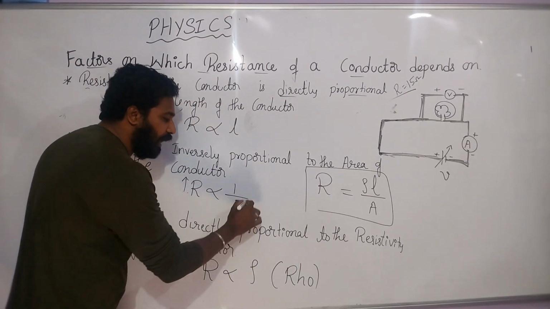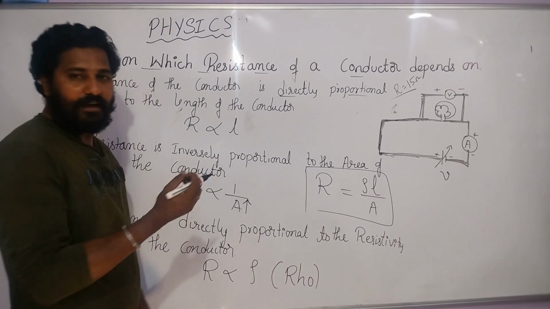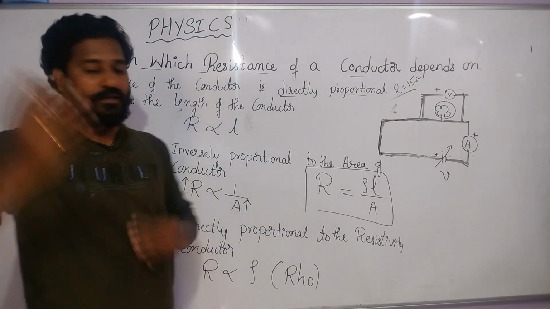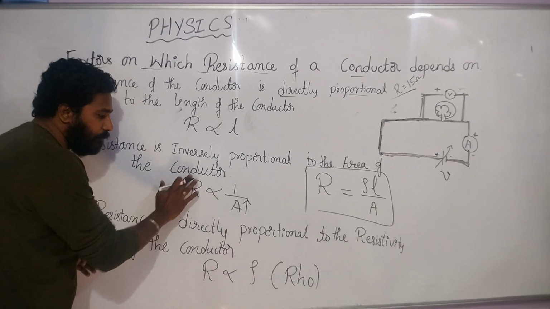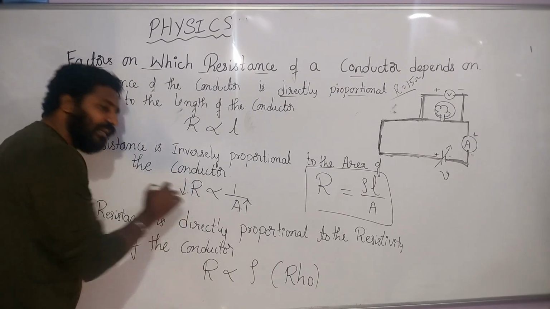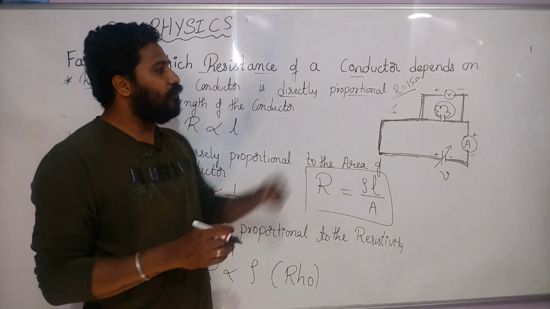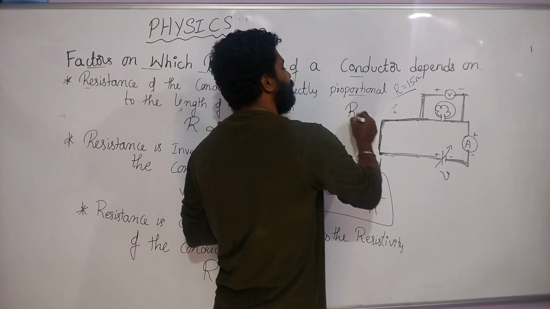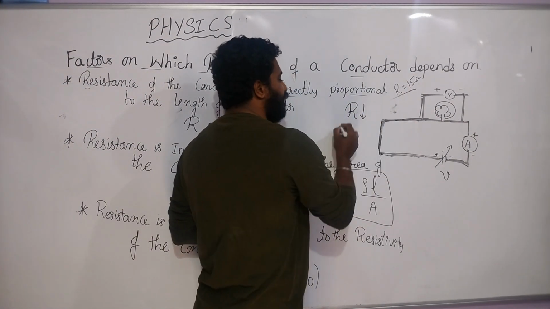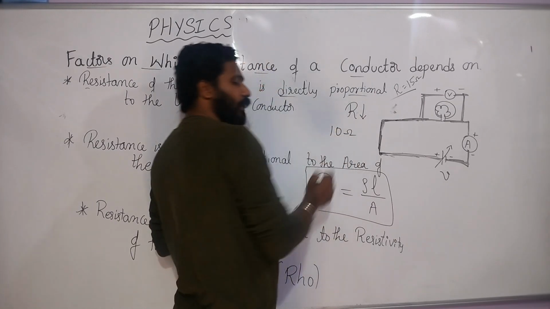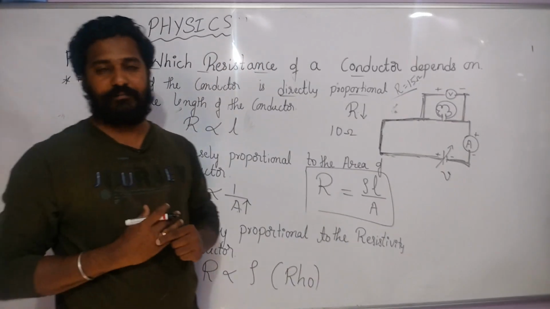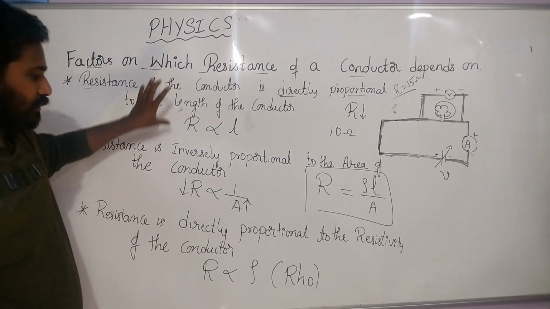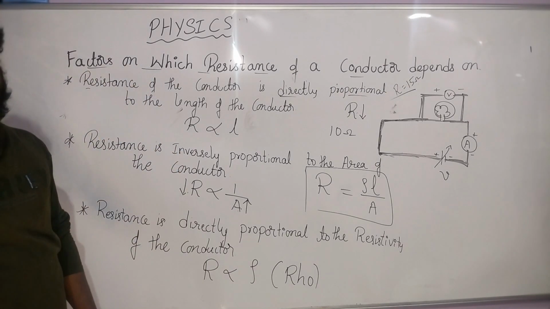I have made the wire thick, so what happens to its area? Area has increased. Now area has increased means what happens to resistance? Resistance will decrease. So when you use a thicker wire, the resistance will decrease. Instead of 15 ohm, it will come down to 10 ohm, or less than 15. This is how you have to note down the relation between length and area of cross section.